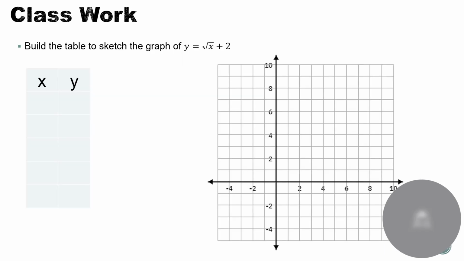Okay. All right, so for your classwork, this is build the table to sketch the graph. And, sorry, the bottom got cut off a little bit. y is equal to the square root of x plus 2. Now, we have not studied what that's going to look like. I'll give you a hint. It's not a line. So go ahead, pause the video, fill out the table, and get some points, and we'll review it together.